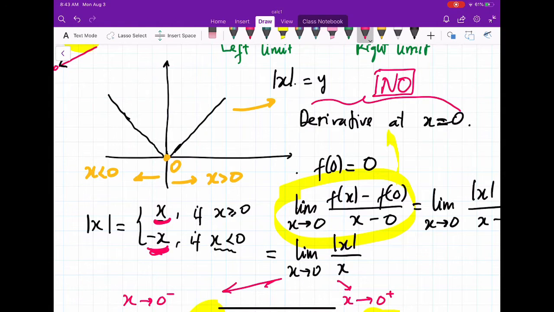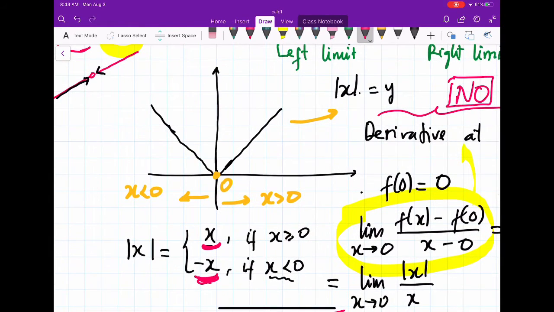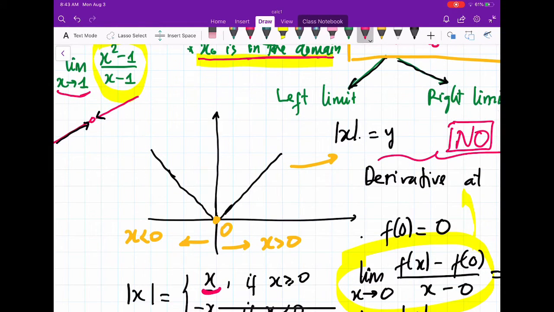The derivative does not exist at 0, even though the left derivative and the right derivative exist, because the left limit and the right limit are not equal. So if you look at this picture, and if you remember the meaning of the derivative, it is the slope of the tangent line. Let me write here: derivative is the slope, the slope of the tangent line.